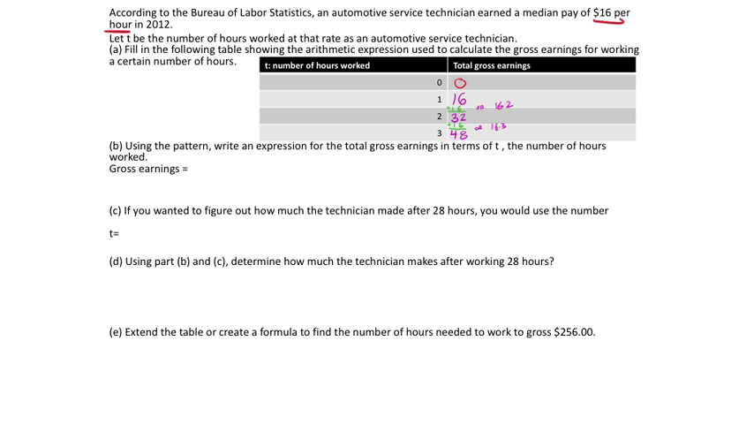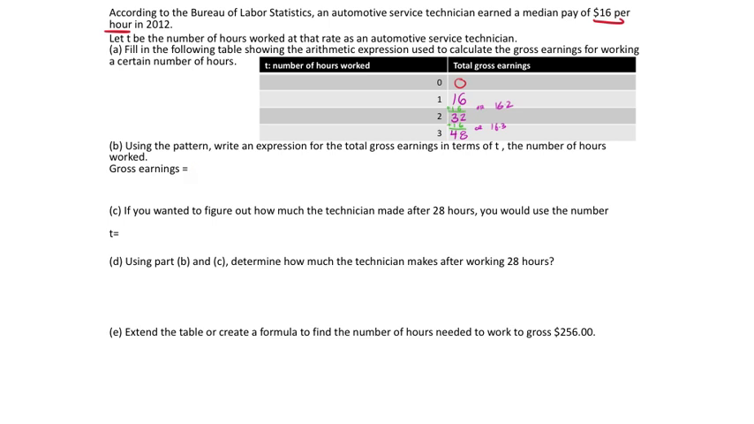Okay, so part B, using the pattern, write an expression for the total gross earnings in terms of T, the number of hours worked. Now, what you would not want to do right here, because we were doing the addition thing, right, is you would not want to do something like 16 plus 16 plus 16. And the reason why you don't want to do that is because we don't know how many hours are going to be worked. So we don't want to do that.